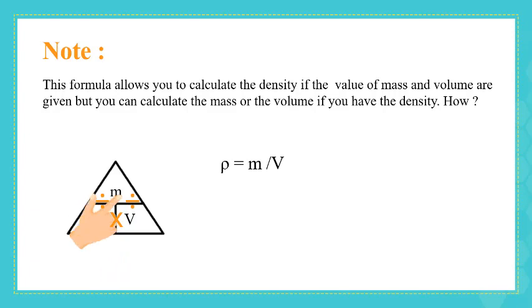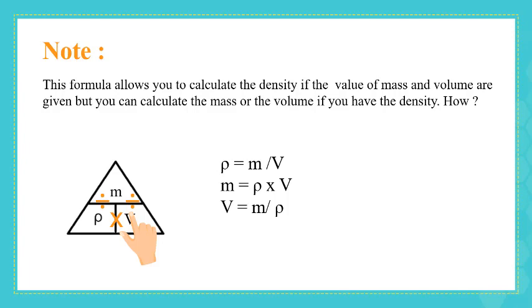To find the mass, hide it. You'll get rho multiplied by v. To find the volume, hide v. You'll get m divided by rho.